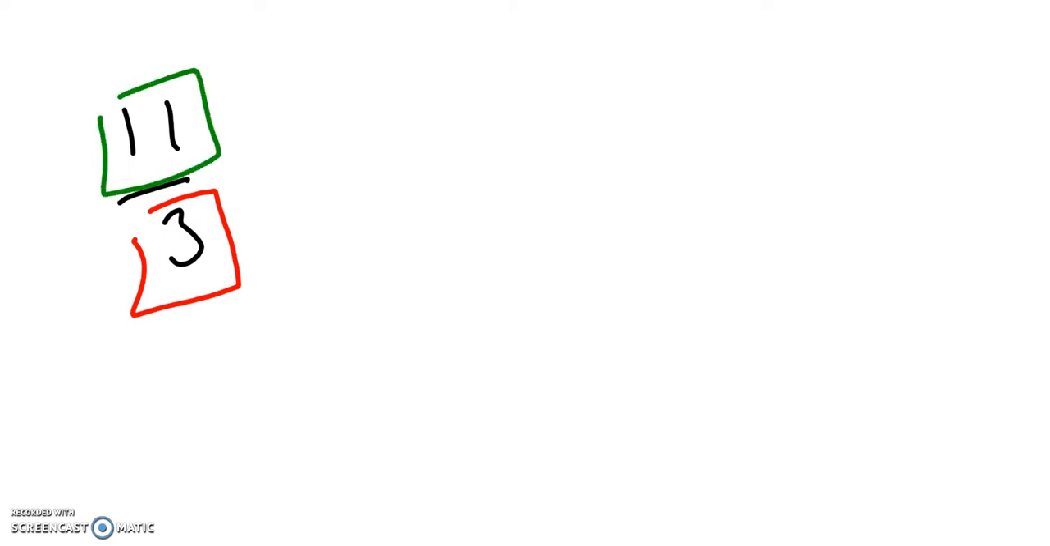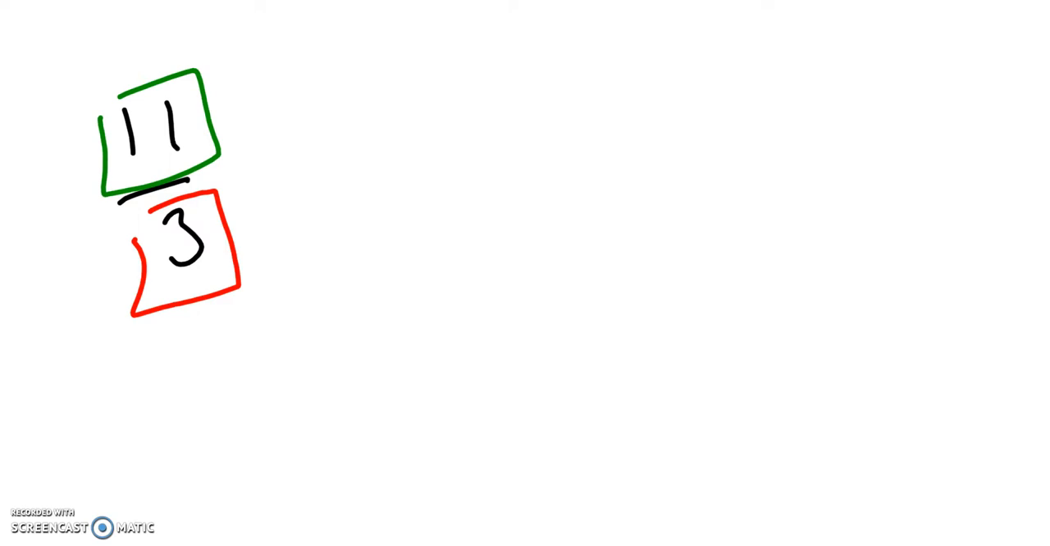So let's try another one. Let's try this time on thirds, and let's give ourselves a nice big number. So let's give ourselves 11 thirds. And again, we're looking at how many of these I can fit into my numerator, because we know that 1 whole is made up of 3 equal parts. 3/3 is 1 whole. Well, how many 3/3 can I make out of 11?